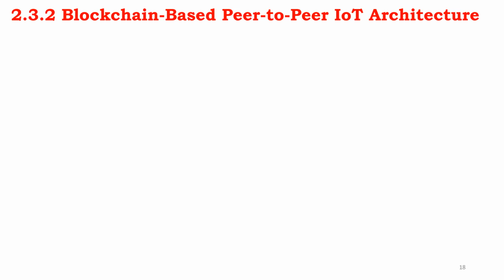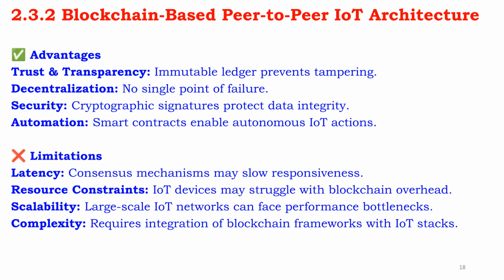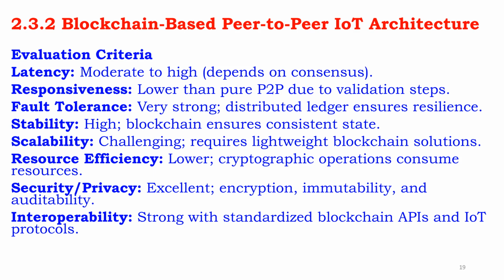Advantages include enhanced trust, transparency through an immutable ledger, decentralization eliminating single points of failure, robust security, and automation via smart contracts. Limitations include potential latency from consensus, resource constraints on IoT devices, scalability challenges, and system complexity. Evaluation criteria show moderate to high latency, depending on the consensus mechanism. Fault tolerance, stability, security, and privacy are very strong due to the distributed ledger and encryption. Scalability and resource efficiency remain challenging.